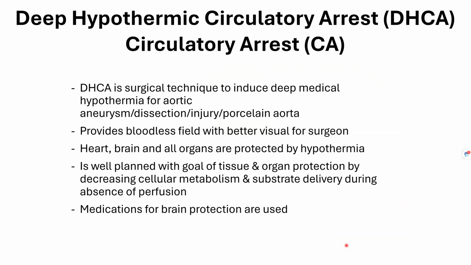So deep hypothermic circulatory arrest is like surgically induced hypothermia. And as I mentioned before, it is done for aortic surgeries and also pulmonary thromboembolectomies. It provides a bloodless field with a better visual scenario for surgeons. And because there is no blood flowing through the vessels, the surgeons can open the aorta or pulmonary vein in case of pulmonary thromboembolectomies.